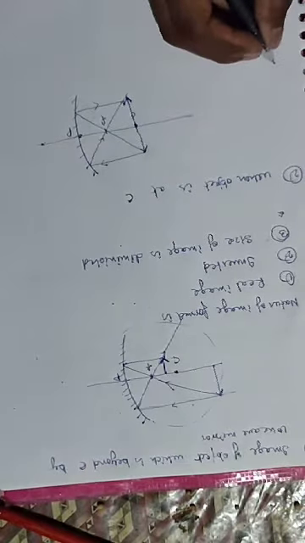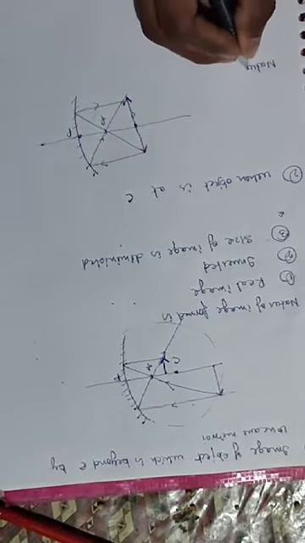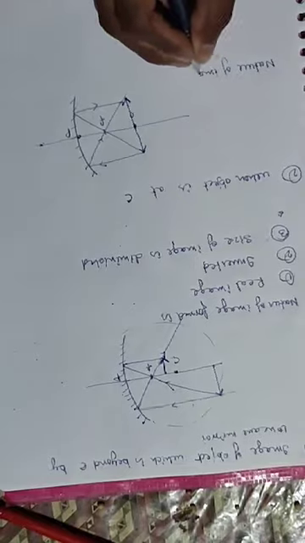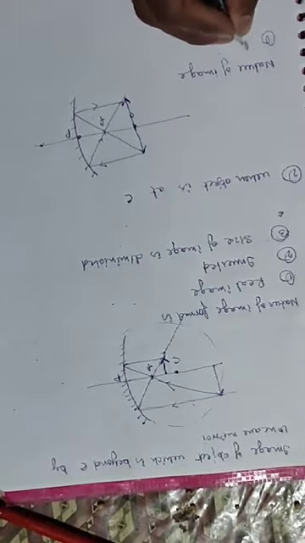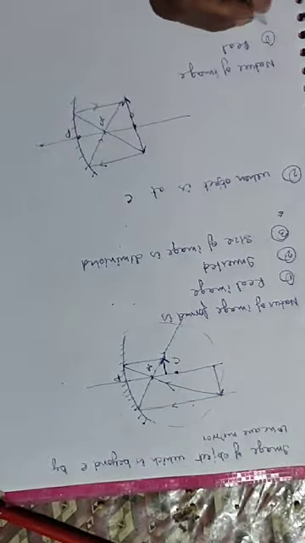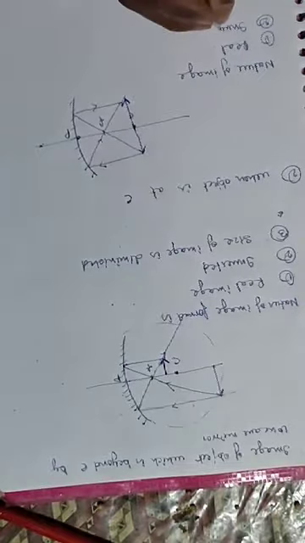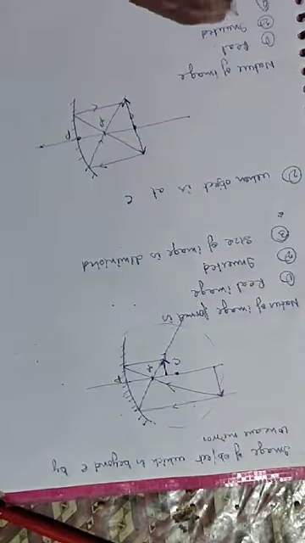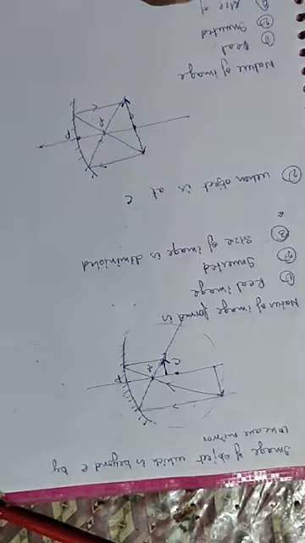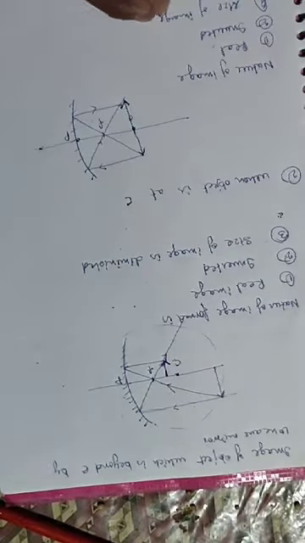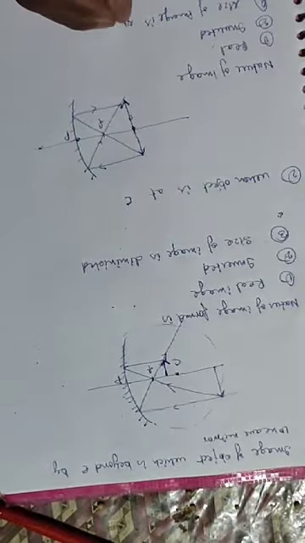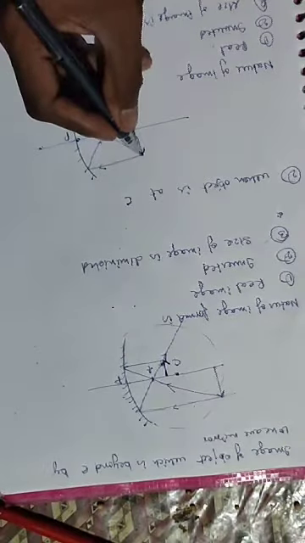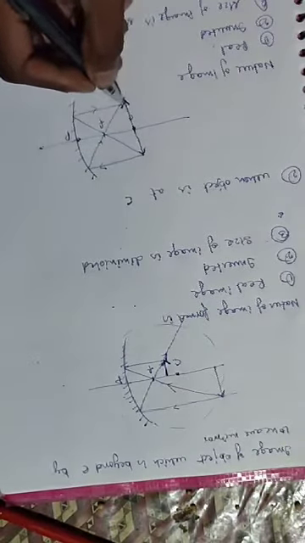So I can write nature of image: real, inverted. Third is size of image is same, means whatever be the size of this object, the size of the image is same.